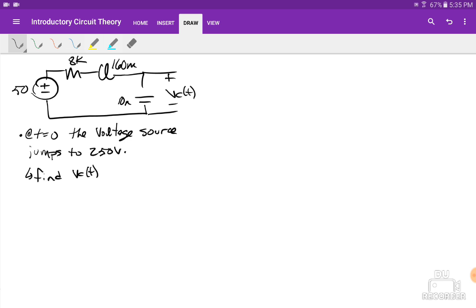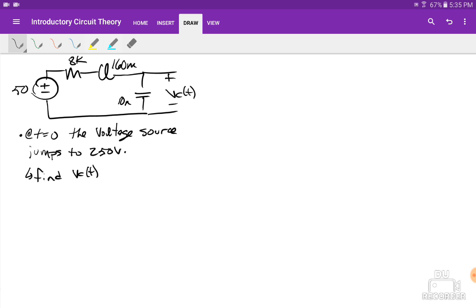So we've got a voltage source in series with a 8 kilo ohm resistor, a 160 millihenry inductor, and a 10 nanofarad capacitor. That is 10 n there, guys. The voltage on that capacitor is VC. Some people call it the output. I'm just going to call it the voltage on the capacitor, VC.